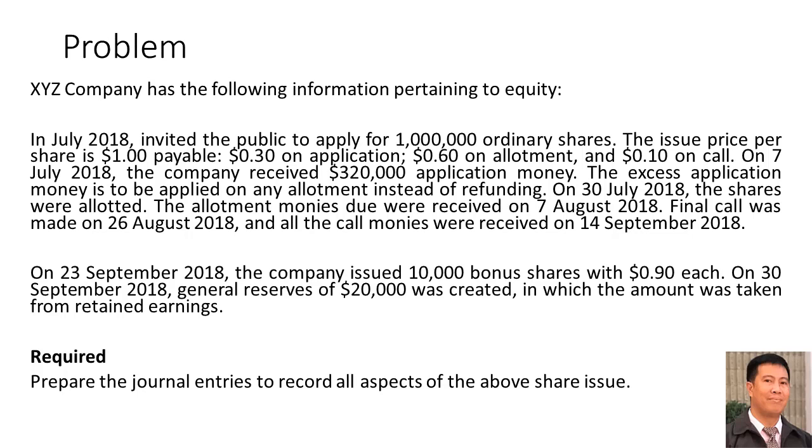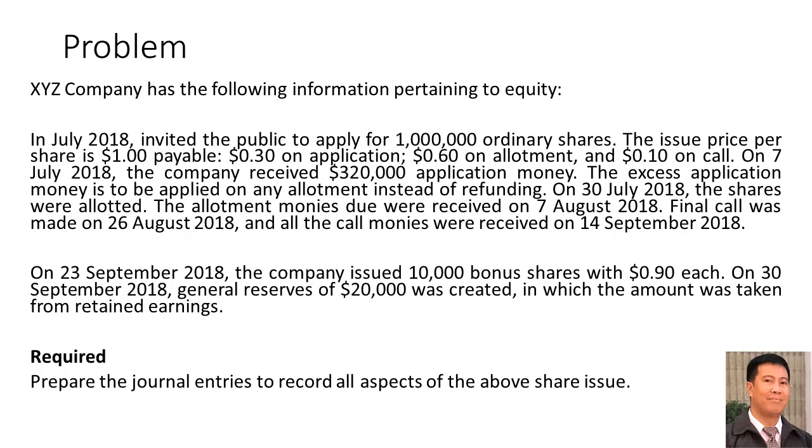Okay, and then the share price we're given, the total share price is $1, and the amount is subdivided into 30 cents for application, 60 cents for allotment, and 10 cents for call. Okay. So the first transaction happened here. You will see we receive payment from the public who wants to purchase the share at $320,000. Again, please correct that amount. It should be $320,000.